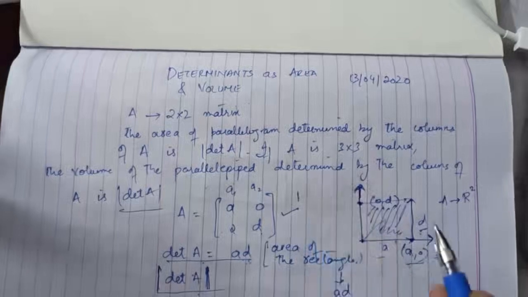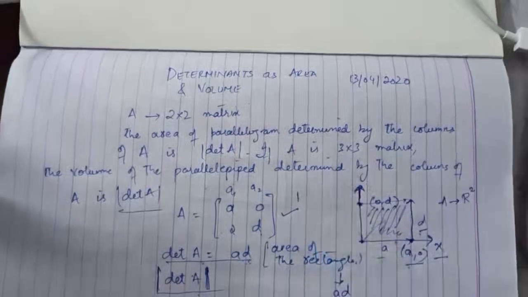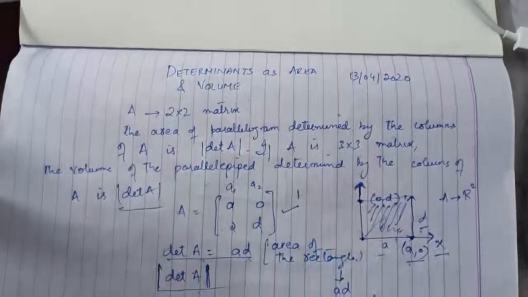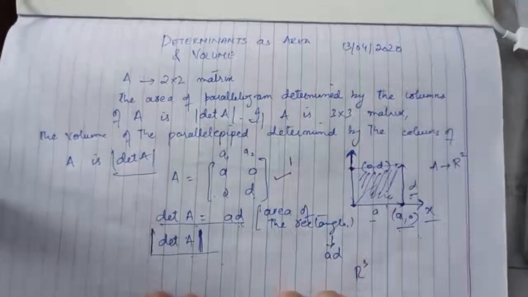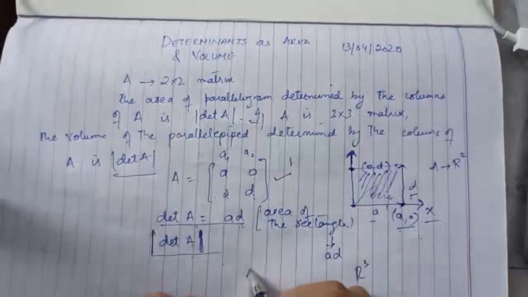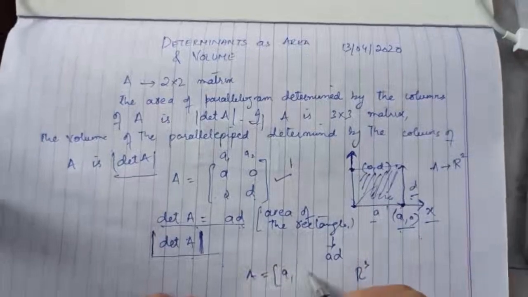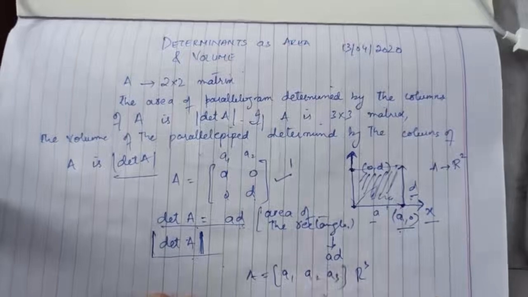Now similarly, if A is a 3 by 3 matrix, it will exist in R3, and what it will generate is a parallelepiped, which will be determined of course by the columns of A. In this case, A is equal to [A1, A2, A3].